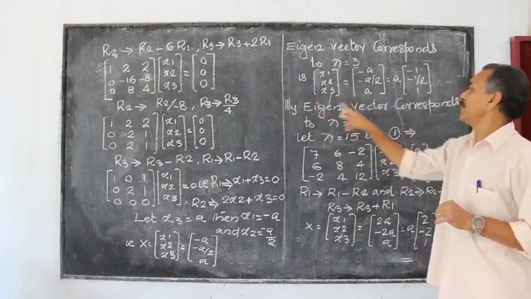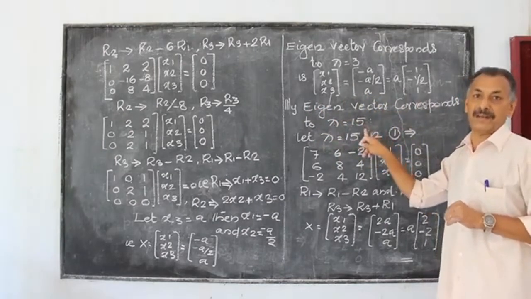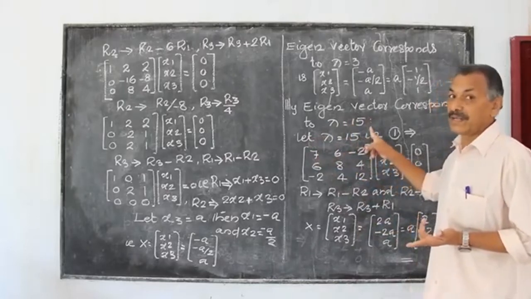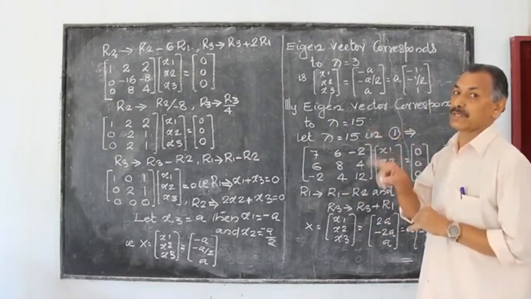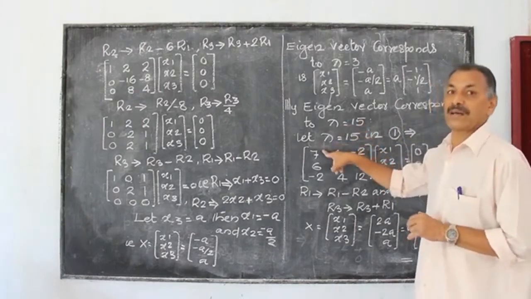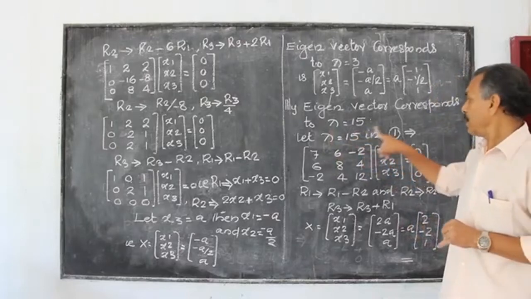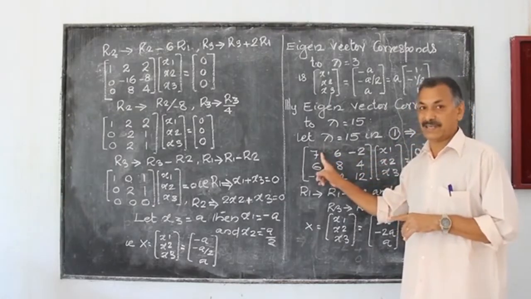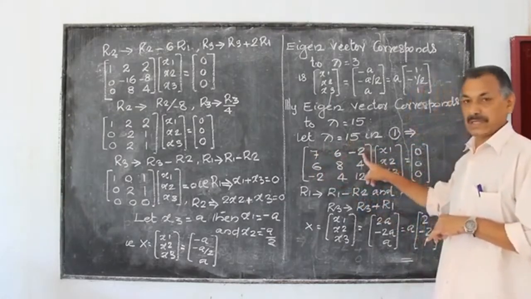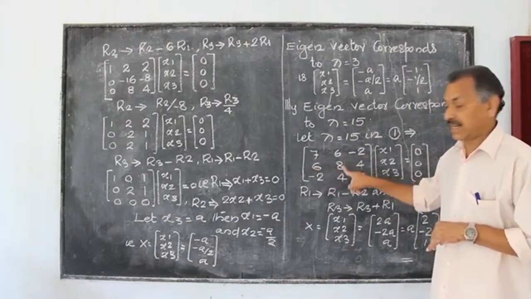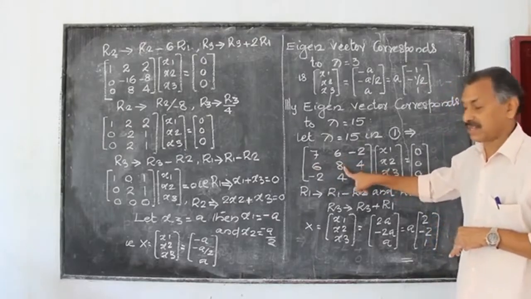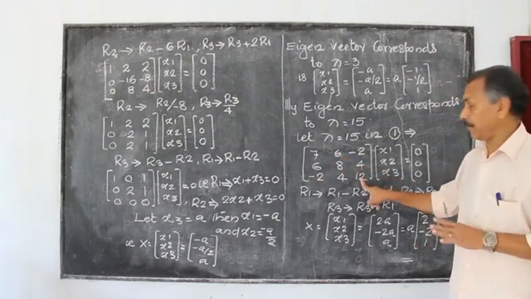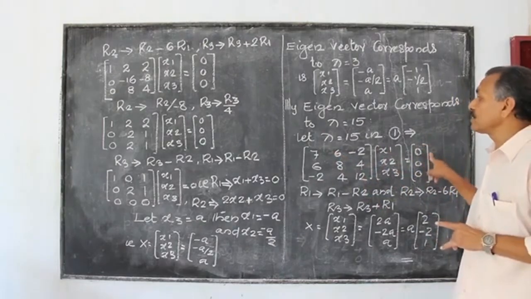Now the eigenvector corresponding to lambda equal to 15. We use the equation lambda I minus A into X is equal to 0, with lambda equal to 15. Substituting: 15 minus 8 is 7, minus 6, 2. Then 15 minus 7 is 8, minus 4, 2. Then 15 minus 3 is 12. So this matrix times x1, x2, x3 is equal to 0.